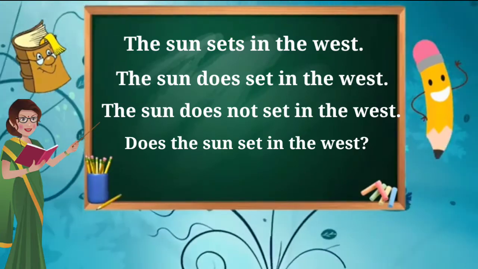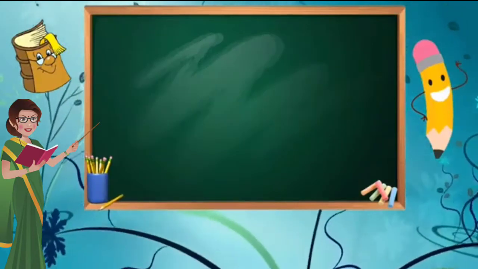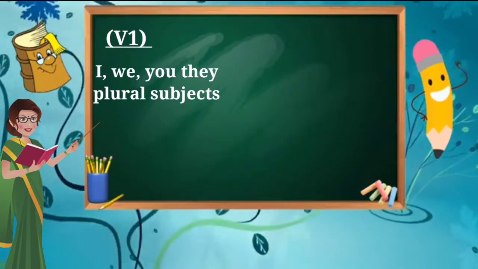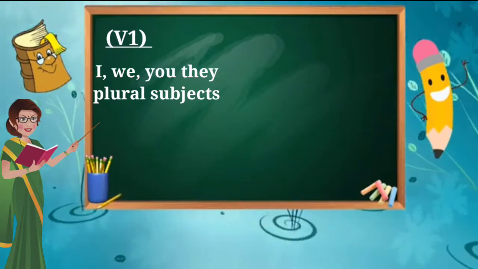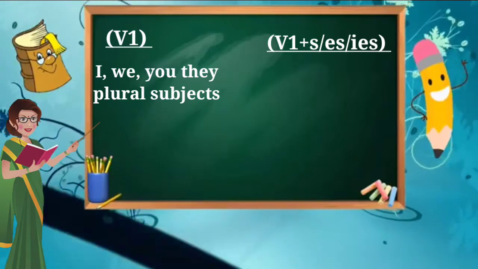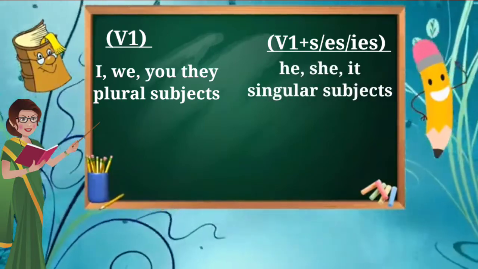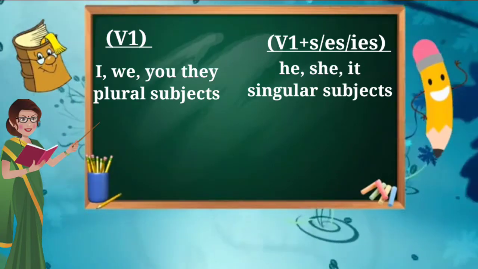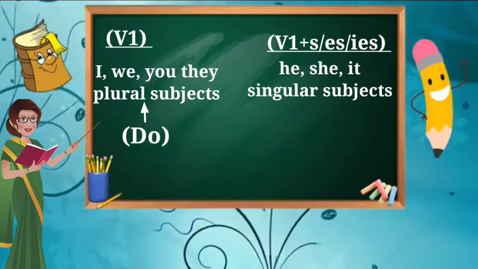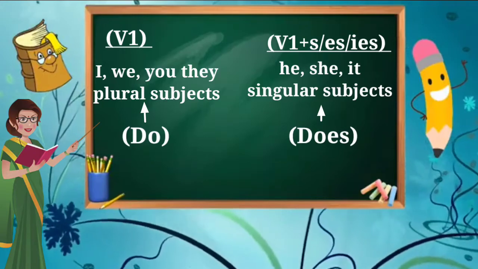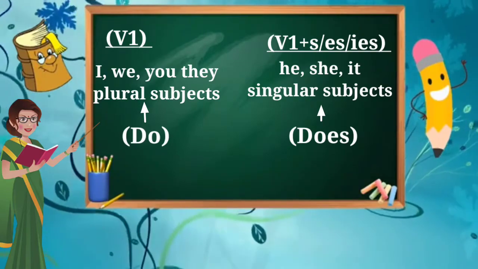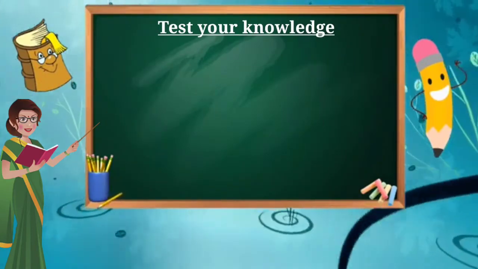Clear, everybody? Now let's summarize it. V1 form used with I, we, you, they and all the plural subjects. V1 plus S, ES or IES form used with he, she, it and all the singular subjects. Like that, do used with I, we, you, they and all the plural subject, and does used with he, she, it and all the singular subject. Clear? Now let's test your knowledge.